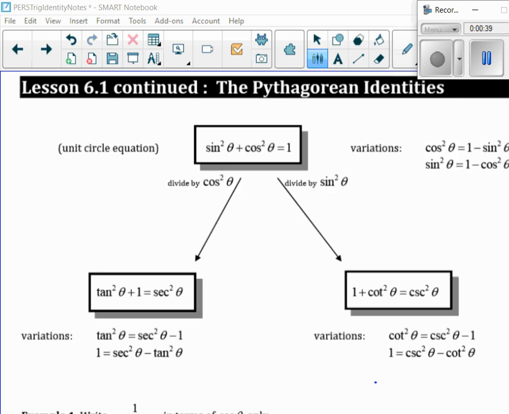Same with this formula. You're going to get it on the formula sheet, but in AP Calc next year, you won't get any formula. You have to memorize all these things. So I'm showing you how you can actually come up with this. Sine squared plus cos squared equals 1.